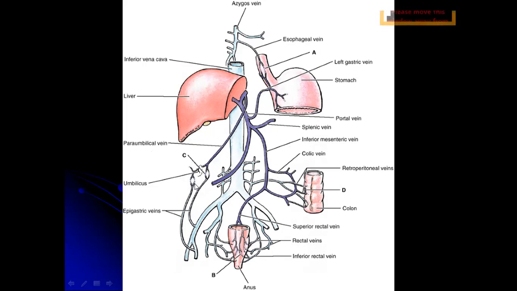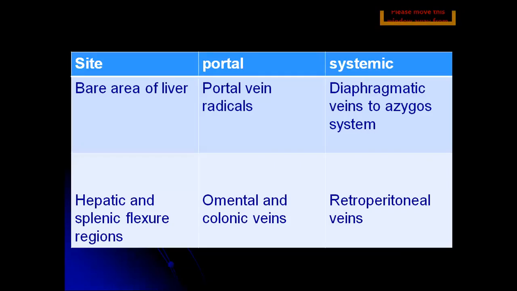We also have retroperitoneal veins behind the peritoneum, where certain colic veins anastomose with the retroperitoneal veins. Retroperitoneal veins drain into the inferior vena cava, and colic veins drain into the portal vein. Like that, we have different areas where the portal vein has connections, the anastomotic networks, with the inferior vena cava.